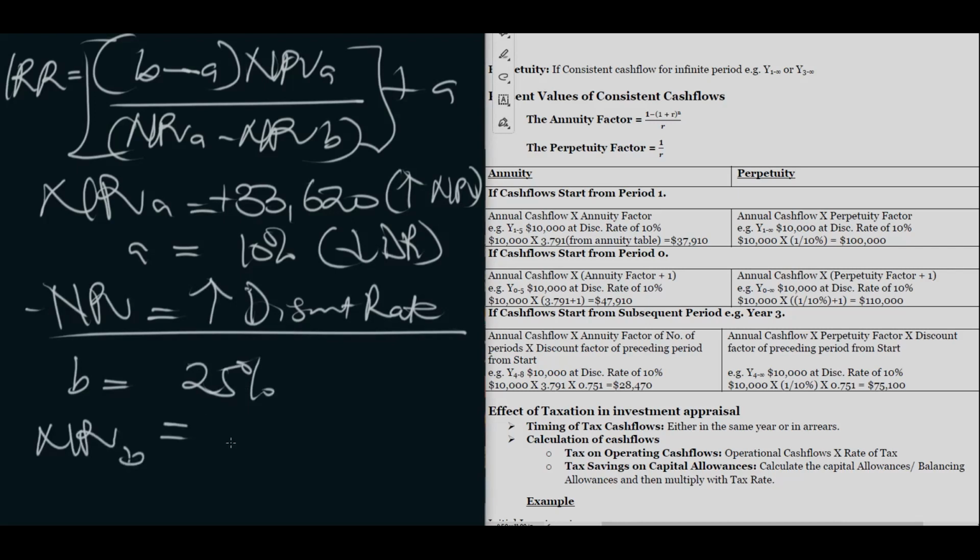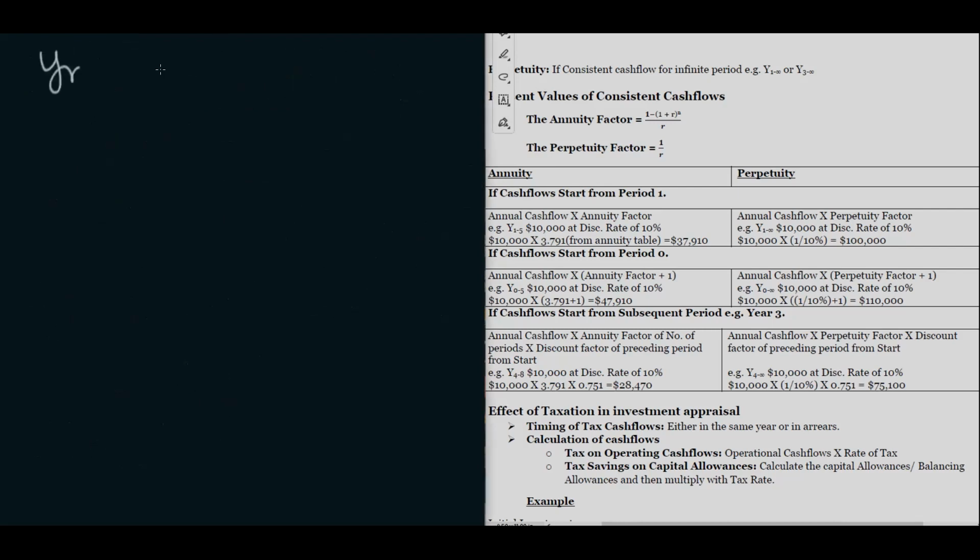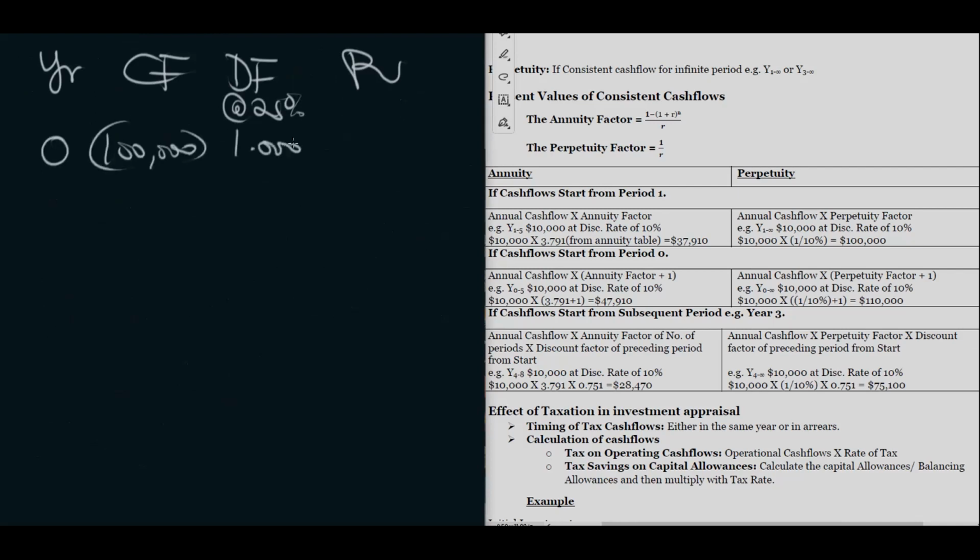I don't know, so I have to use the same table to get that NPV. So you construct your NPV: cash flow, discounting factor now at 25%, then the present value. In year zero, the investment is still 100,000, with a factor of one.